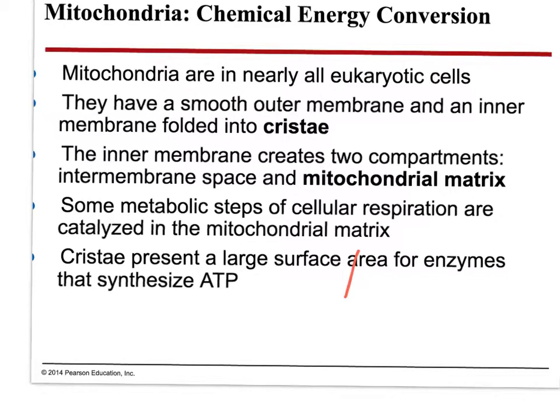Okay? So, what do we have to do? What is this an example of in biology? Why are we talking about the structure of mitochondria? It's a relationship between structure and function. Okay? The structure of the double membrane, the increased surface area, allows for the maximal function for cellular respiration and the production of ATP. Okay?